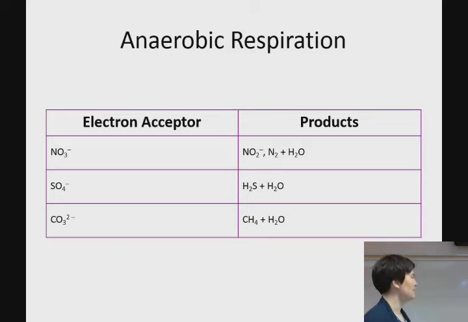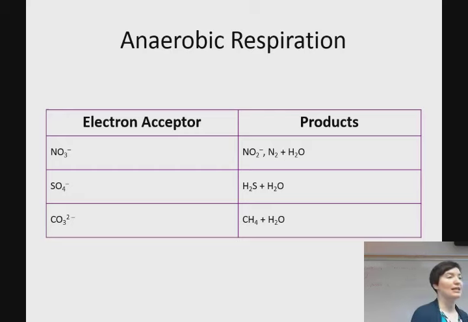So just some ideas for what could be your electron acceptor if you're not using oxygen. Nitrate is one. If you put electrons onto nitrate, you can make nitrite, which is NO2, or nitrogen gas and water. Sulfate can also be used, and if you use sulfate as your electron acceptor, then that ends up making hydrogen sulfide gas, a toxic gas that you could smell like rotten eggs in a sulfur mine or in a volcano. You can also use carbonate, and that produces methane. So there are a variety of alternatives that are used.